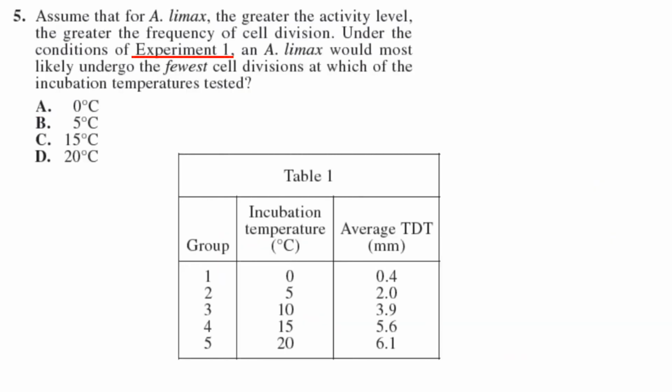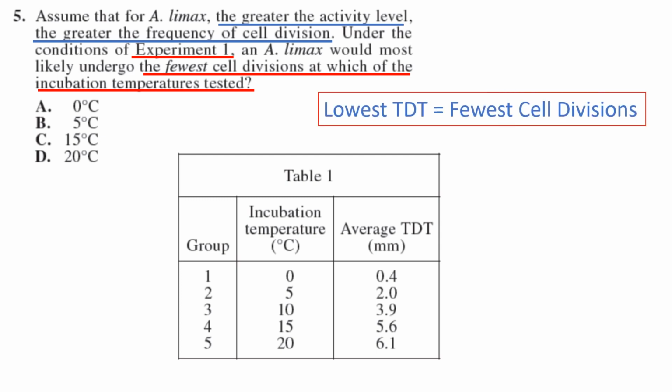For number 5, we're looking at experiment 1. Assume that the greater the activity level, the greater the frequency of cell divisions. The more activity level equals more cell division. Which one would undergo the fewest cell divisions at which of the following temperatures would occur? So lowest TDT, lowest activity, would equal the fewest cell divisions. So the lower this section, the fewer cell divisions we have. So which number is the lowest? The group 1. And so what temperature is group 1? 0. A.